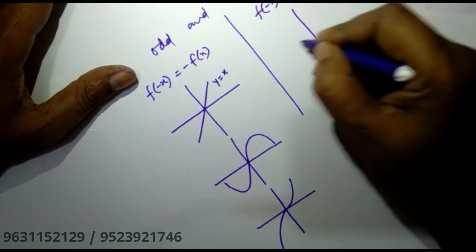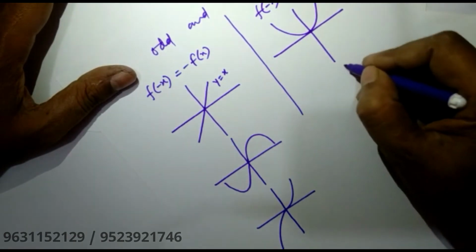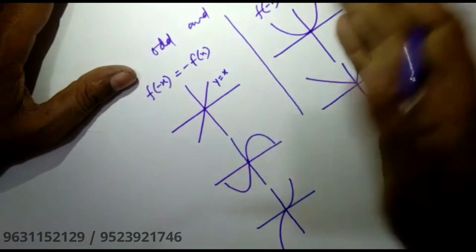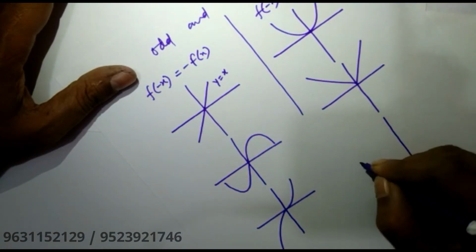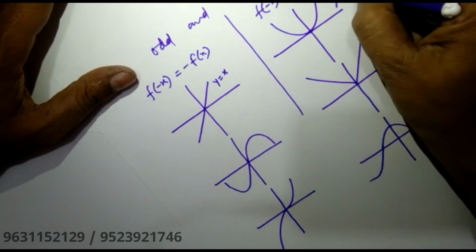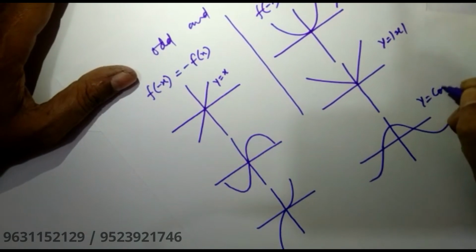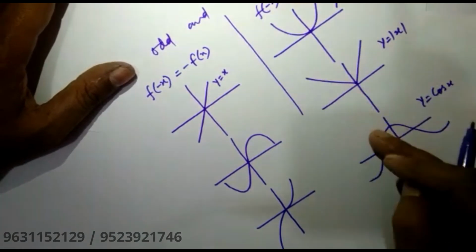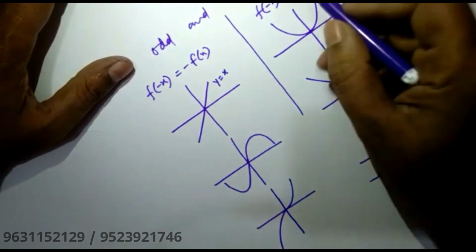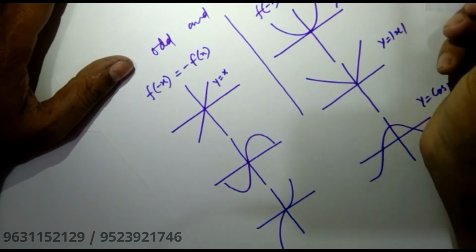And this function is always symmetric about the y-axis, like x square, like mod x. The graph of mod x is symmetric about the y-axis, like y equals cos x. That means y equals x square, y equals mod x, y equals cos x. These all functions are even functions. Graphically, this is symmetric about the y-axis, and analytically you can say f(-x) equals f(x).